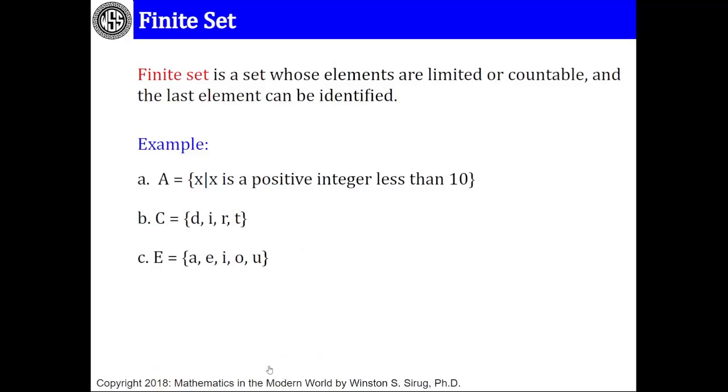Okay, so anyone please read a finite set. Okay, Angelo. Please read. Finite set is a set whose elements are limited or countable and the last elements can be identified. Example: A is a set of X such as X is a positive integer less than 10. B, C is a set of D, I, R, T. C, E is a set of A, E, I, O, U.